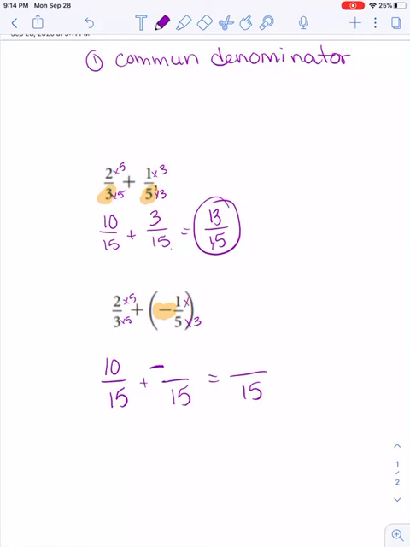So times 3, times 3. Negative 1 times 3 gives me negative 3. Now if I type this in the calculator, 10 plus negative 3 gives me 7 on 15.